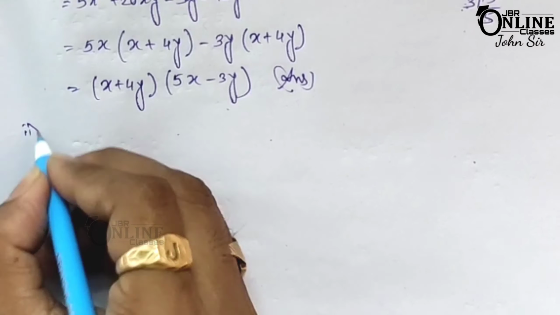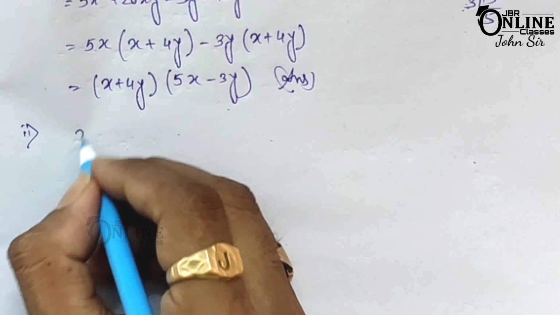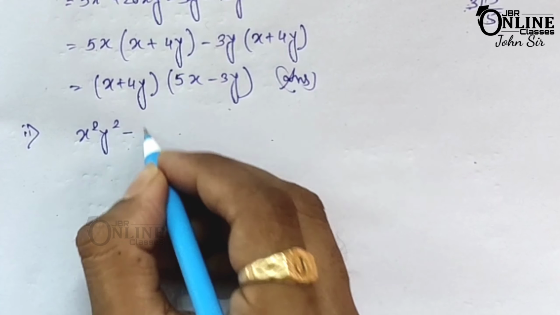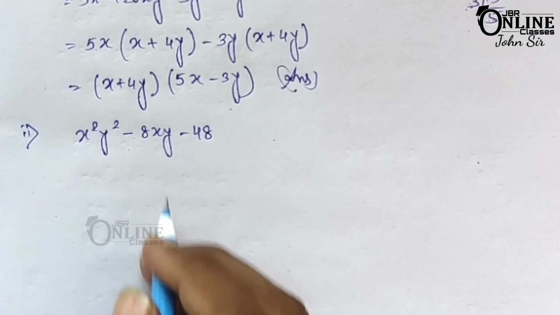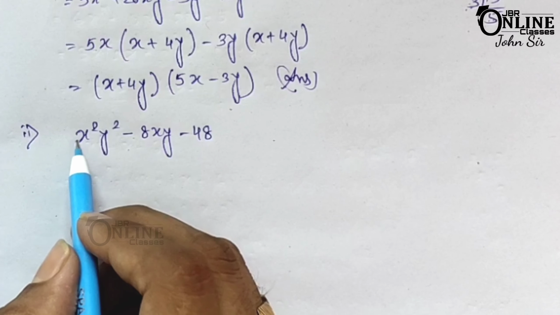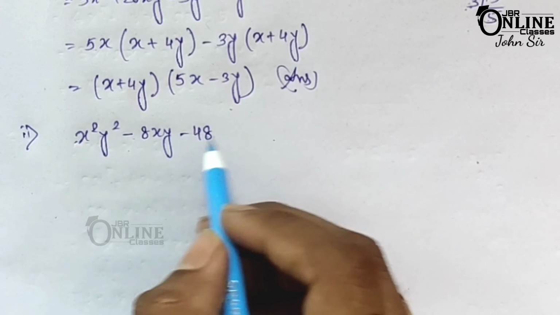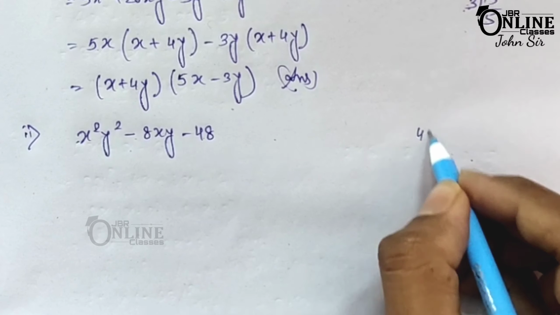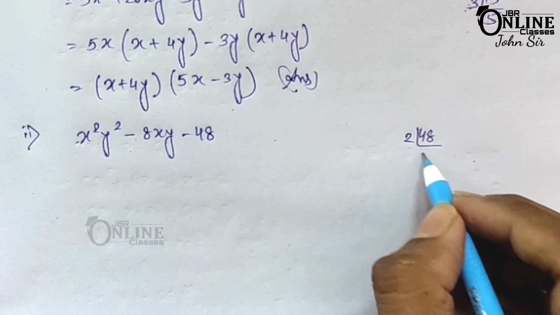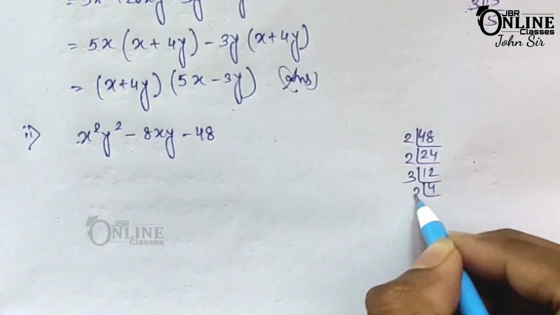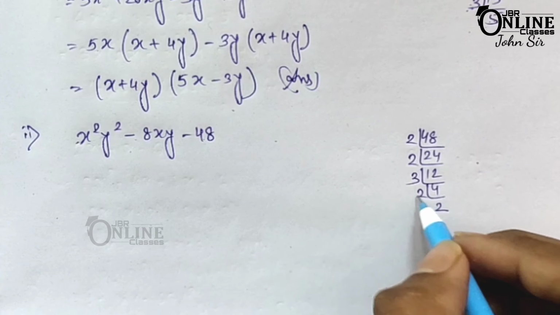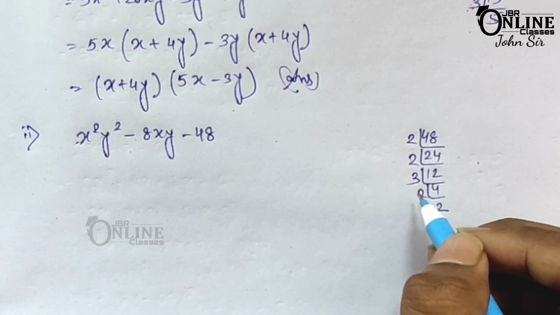Now next one, sum number 11.2. In sum number 11.2, x square y square minus 8xy minus 48. Okay, so here the coefficient of x square y square is 1. So 48 into 1, it becomes 48. Now factorize 48: 24, then 12, then 3, 4, then again 2, 2. So now you have 2, 2, 2, 2 and 3. You have to make 8.